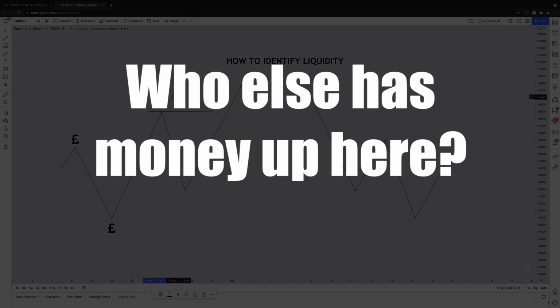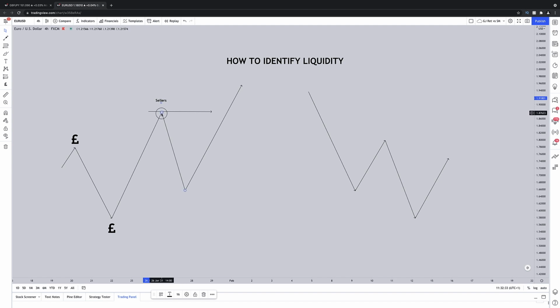Who else has money up here? There's also going to be buyers out here. The reason I say there's going to be buyers out here is because some people do breakout buying. They do breakout trading. You know, if it breaks out of the zone, I'm buying. And so what would normally happen is when price trades up past their zone, they look to get in for an entry and they put their stop loss somewhere within this low, either the low or within this whole push up.